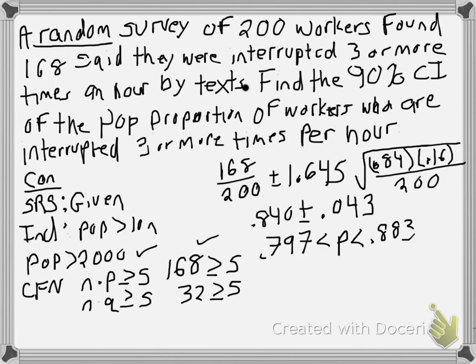What would my confidence statement be? I don't have enough room to write it, and I'm not going to write it on another page. So basically it's, I am 90% confident the true proportion of workers interrupted is contained in my interval. So somewhere between 79.7% and 88.3% of our workers are actually interrupted.